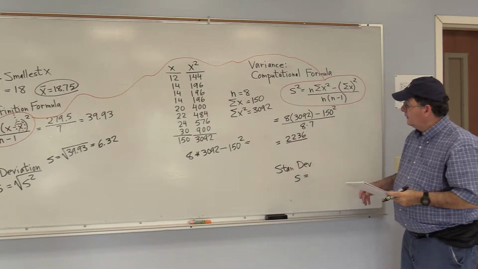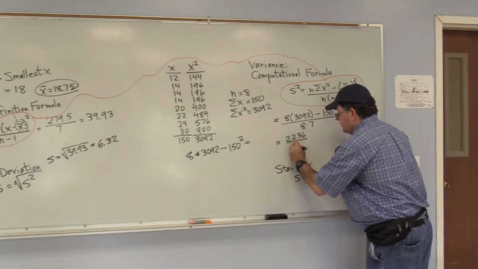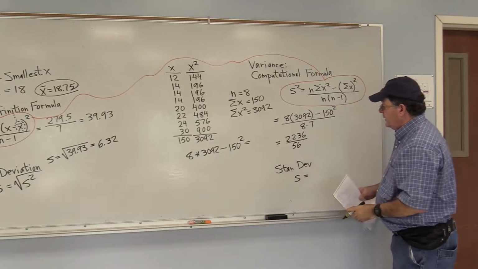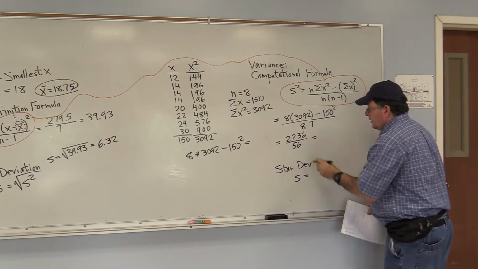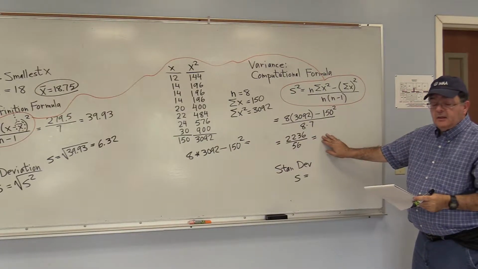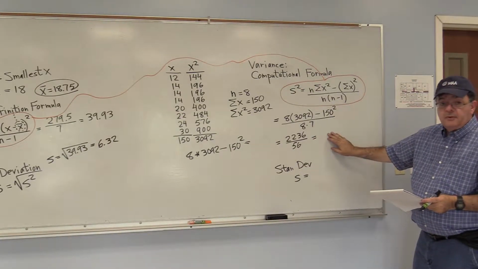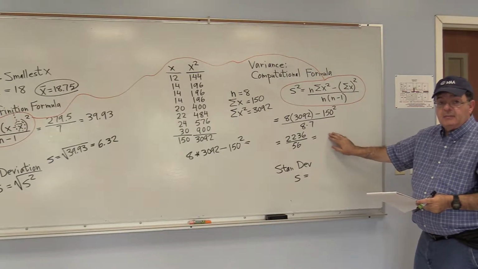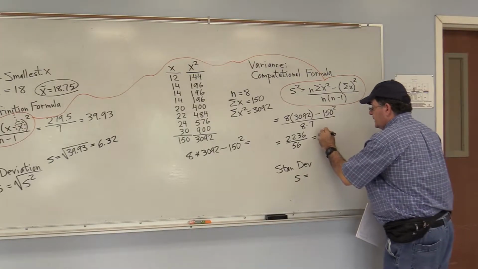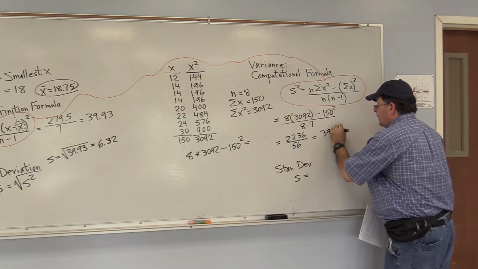Divided by 56. And when we divide this out, and this is no surprise, we get the same variance as we did previously. It has to give us the same answer. And it does. It gives us an answer of 39.93.